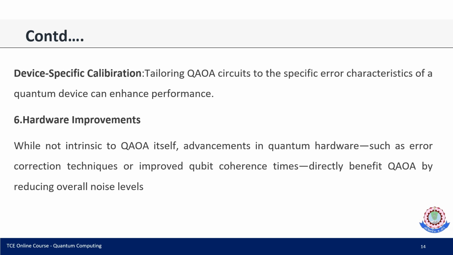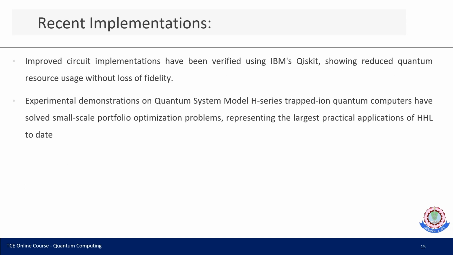The last one is hardware improvement. While not intrinsic to QAOA itself, advancements in quantum hardware, such as error correction techniques and improved qubit coherence times, directly affect QAOA by reducing overall noise levels. The recent circuit implementations have been verified using IBM Qiskit, and the experimental demonstration is also to be embedded in the Quantinuum H-series trapped-ion quantum computers.